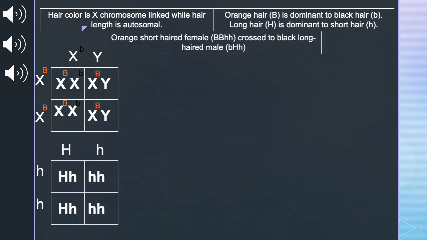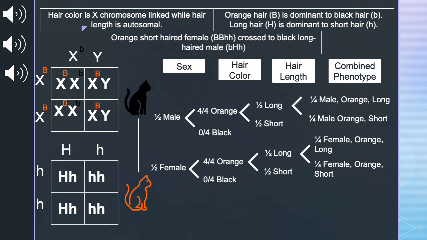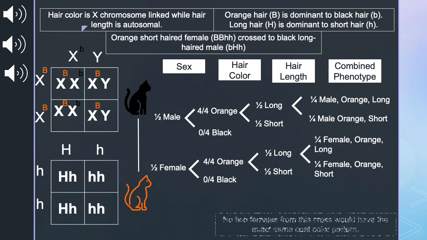If you crossed a short-haired orange female with a long-haired black male who is heterozygous for hair length, you would expect a quarter of the offspring to be male orange and have long hair, a quarter to be male orange and have short hair, a quarter to be female orange and have long hair, and a quarter to be female orange and have short hair. Two female offspring from this cross will not have the exact same coat color pattern because of X inactivation.